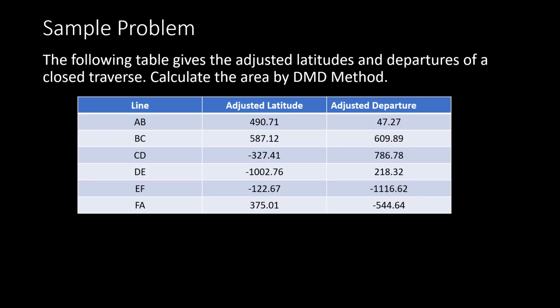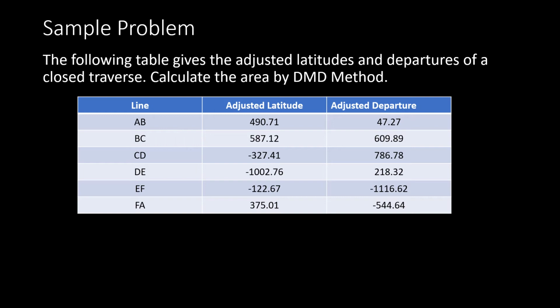We now work on the following problem. The following table gives the adjusted latitudes and departures of a closed traverse. We calculate the area by DMD method. So our traverse is made up of 6 traverse lines, AB, BC, CD, DE, EF, and FA. We have the adjusted latitudes and the adjusted departures.